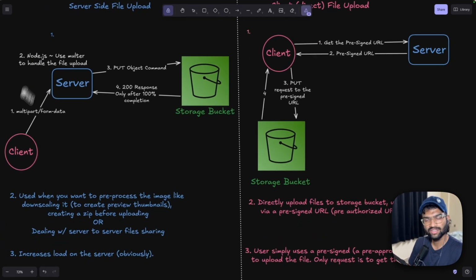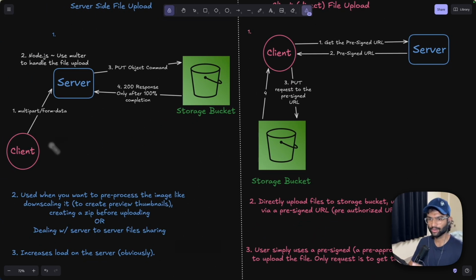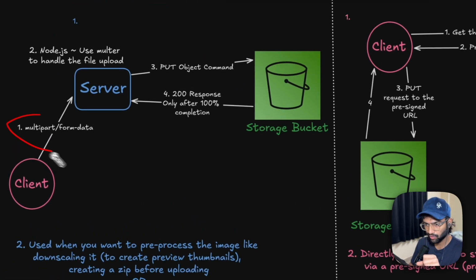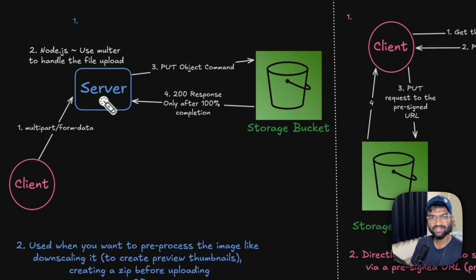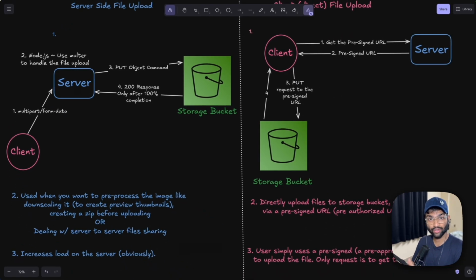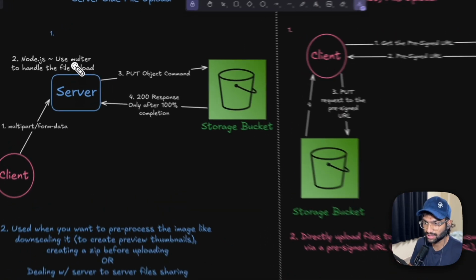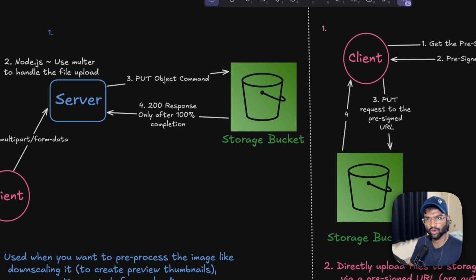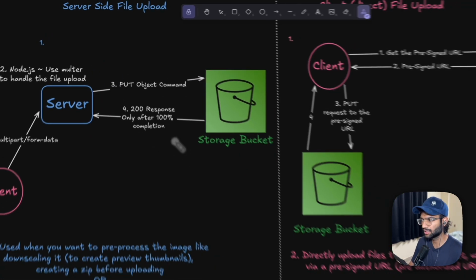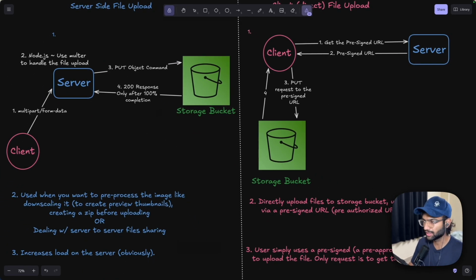So what happens in server-side uploads is that your client or your user, or maybe even another server, sends data to your own server, which will handle the file uploads using multi-part form data. And then your server somehow parses that data. For example, if you're using Node.js, you'll be using something known as Multer to parse that form data. And then you'll be uploading it to your storage bucket. We'll be looking at all of this in much detail in the coding section of the video.